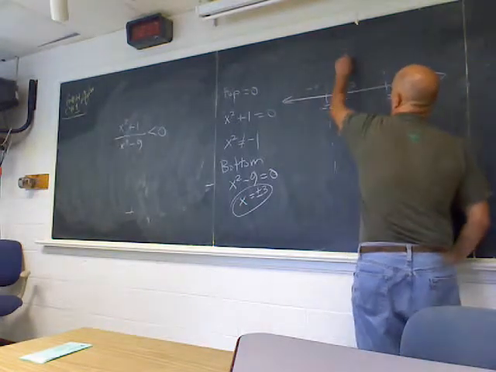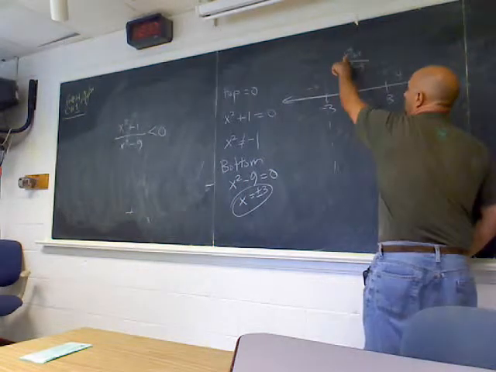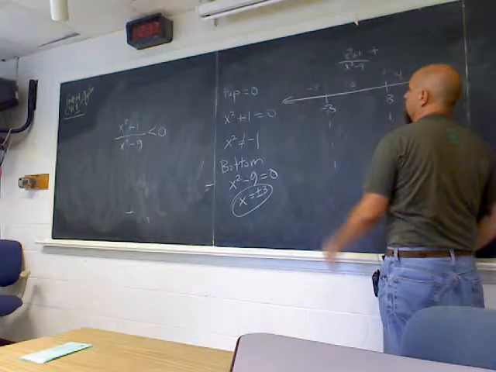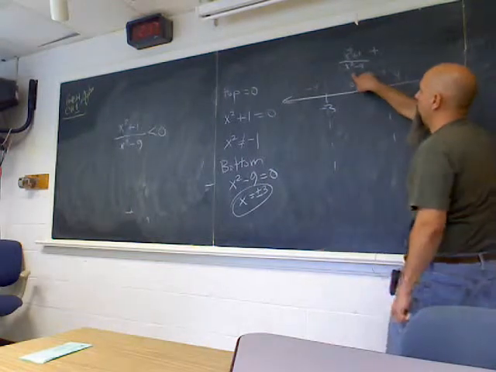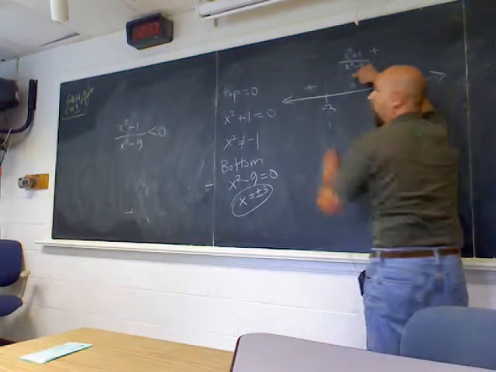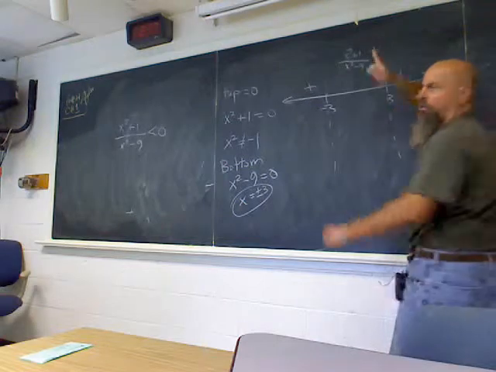I plug in now, into x squared plus 1 over x squared minus 9. I plug in a minus 4, it's positive. I notice the top is always positive, it's 16 plus 1, positive. The bottom is 16 minus 9, positive. Positive over positive is positive. Plug in 0, top is still positive, bottom is negative.